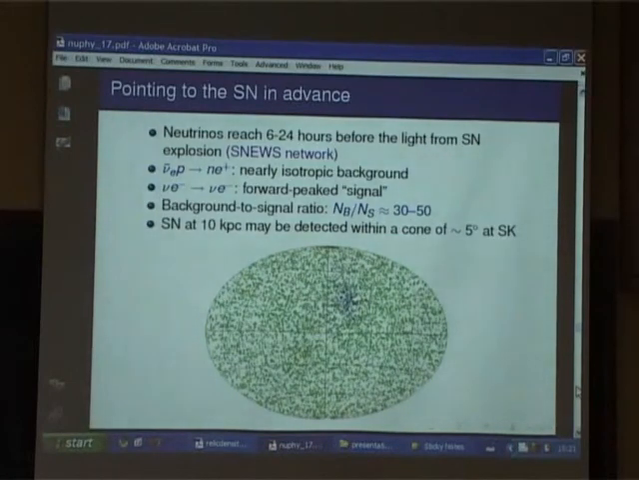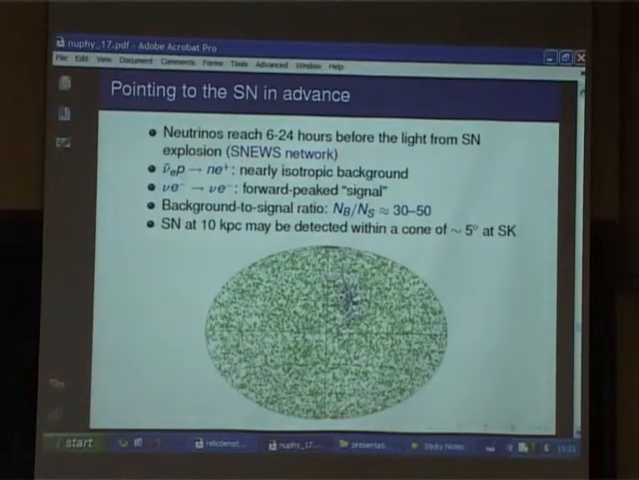From where the events came. Of course, you will see a large number of events. But if you are able to see where they came from, you can move all your optical telescopes in that direction. You don't have to look around in the sky. You know that it's going to appear there. So the question is, how well can you do this?